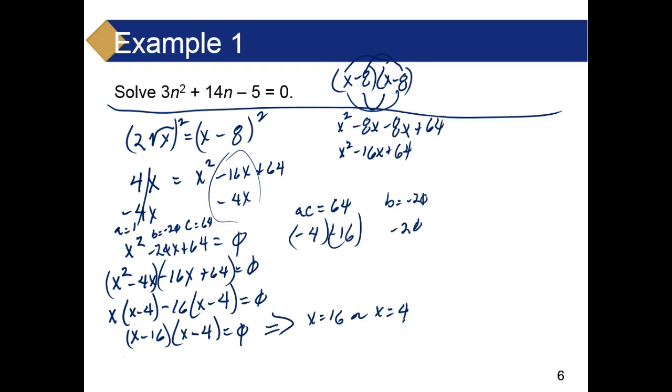Are we through? No. Why not? We've got to check it because we squared both sides. Other times checking is a luxury, just to make sure you got it right. This time you've got to do it. So let's go back to the original form, not the squared form. So 2 times 16, wait, what's the square root of 16? 4. And 2 times 4 is what? 8. And what's 4 minus 8?